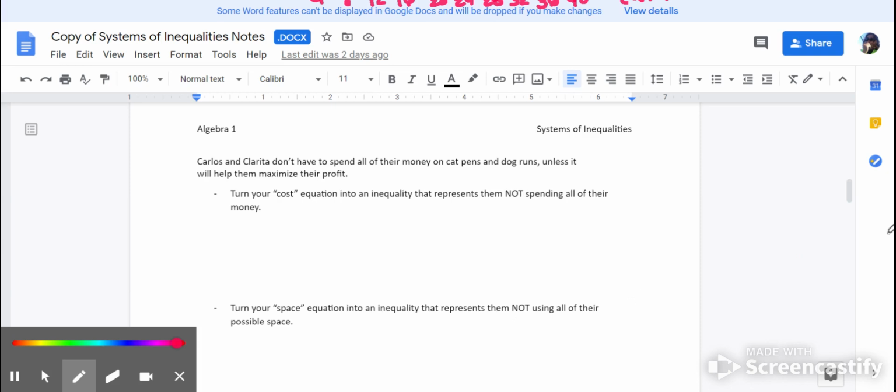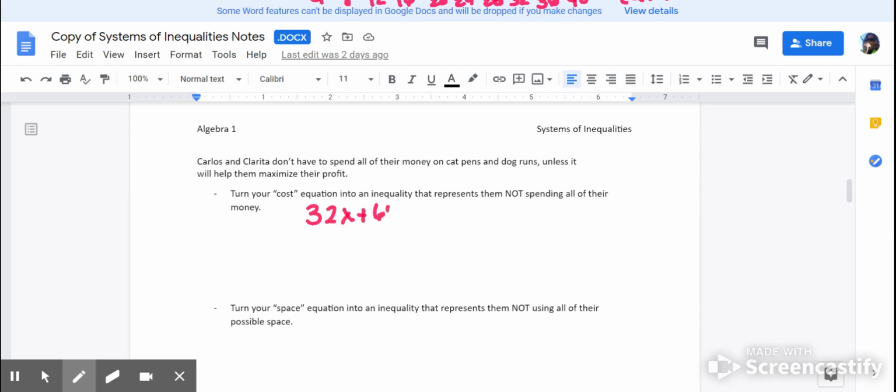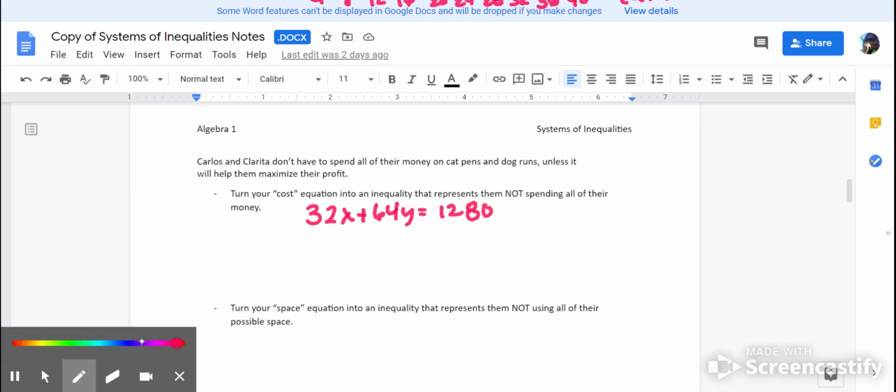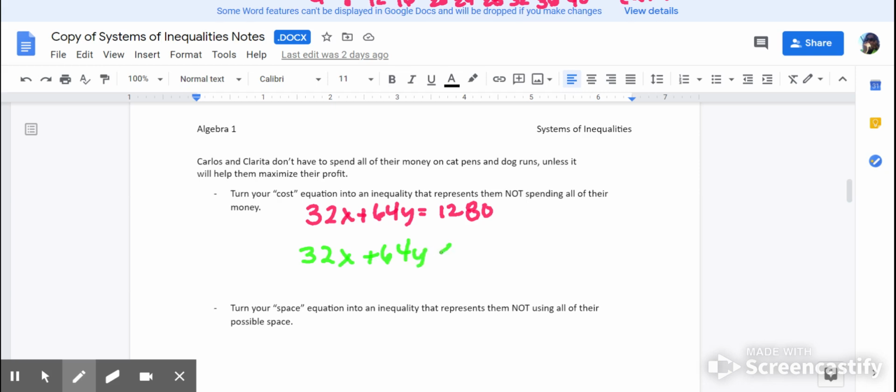At this point, they want us to turn the cost equation into an inequality that represents them not spending all of their money. So the cost equation was 32x plus 64y equals 1280. We turn it into an inequality, because they don't want to spend all their money. So we will have 32x plus 64y needs to be less than 1280. Remember, just less than, we don't want to make it equal to, because if you make it equal to, they will spend all their money.